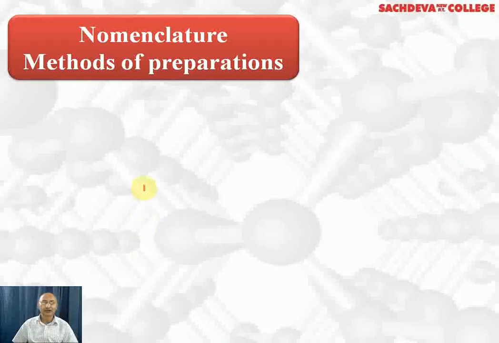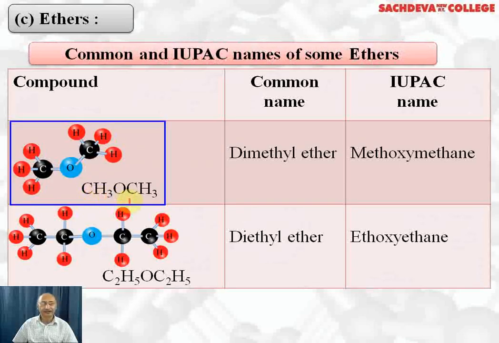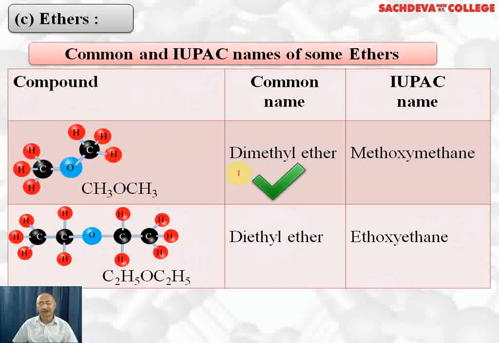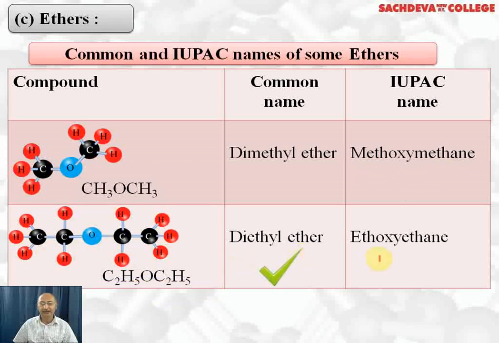Let's continue with nomenclature of ethers. First, symmetrical ether is CH3OCH3. It is dimethyl ether, the common name. IUPAC name is methoxymethane. Second ether is CH3CH2OCH2CH3. It can also be written as C2H5OC2H5. The common name is diethyl ether. Ethoxyethane is the IUPAC name. So the ether which is used as solvent is generally diethyl ether.